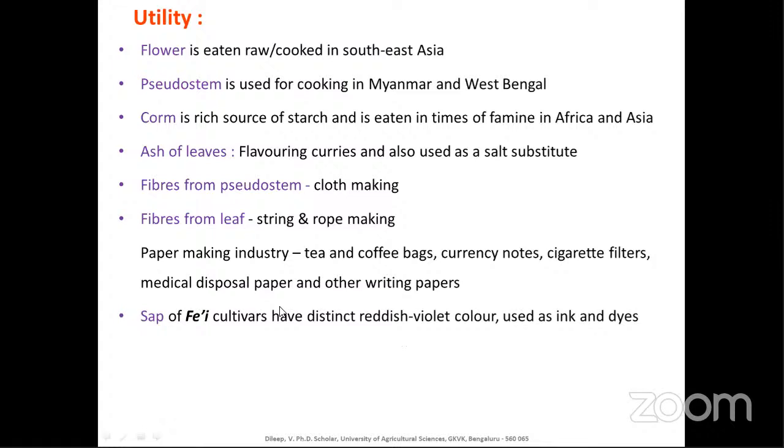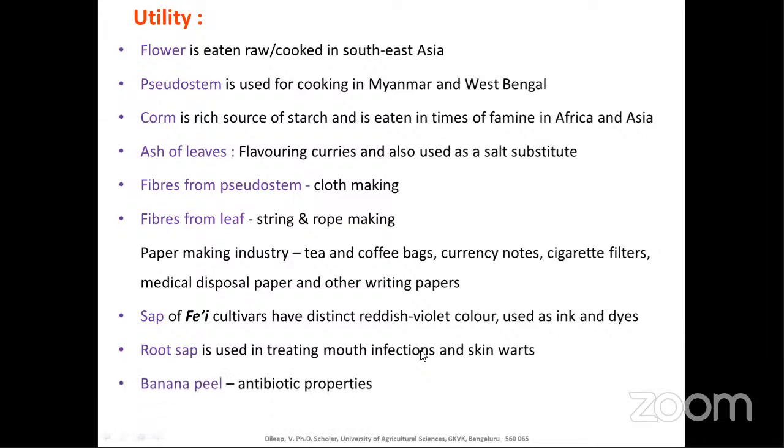And the sap of some cultivars has a distinct reddish violet color and is used as inks and dyes. When you cut the pseudo stem, there will be an oozing out of a fluid-like substance, and this is colored and used as inks and dyes. Even the root sap has different utility. The root sap is used for treating mouth infections, mouth ulcers, and skin warts. And banana peel has antibiotic properties.